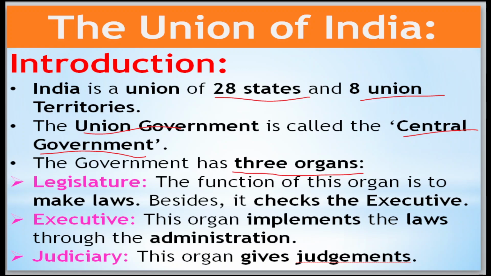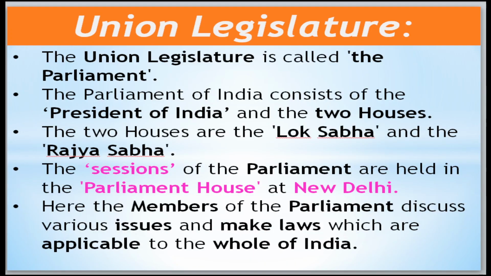The main important organs of the government: first is what? Legislature. The main function of the legislature is making laws, and along with that it will check the executive's work. Okay, next is executive. Executive means what? It is going to implement the laws through the administration. Now move to the judiciary. The judiciary's main function is what? Giving the judgments, right?